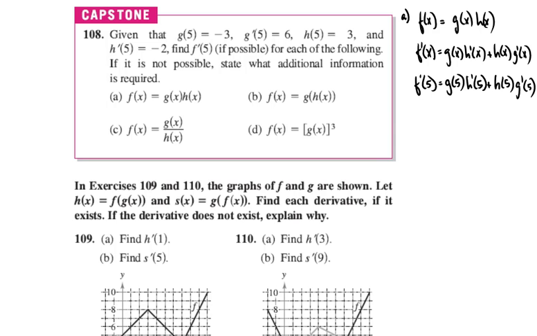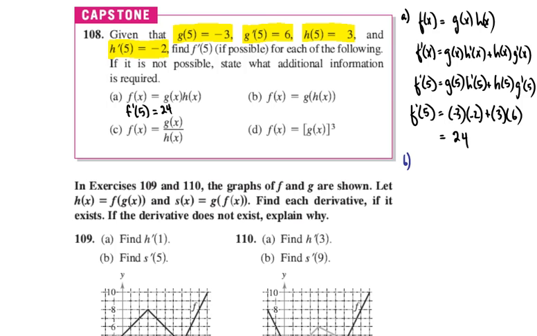Now using the values that are given above, g of 5 is -3, g prime of 5 is 6, h of 5 is 3, and h prime of 5 is -2, we're now going to evaluate f prime of 5. g of 5 is -3, h prime of 5 is -2, h of 5 is 3, g prime of 5 is 6, and so f prime of 5 is -3 times -2 is 6, plus 18 is 24.